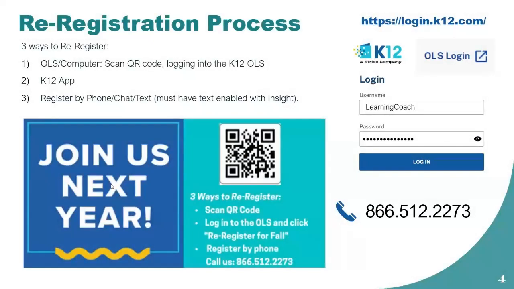There are three ways that you can re-register. One is using your computer and signing into the OLS, or the K-12 app, or you can register by phone, chat, or text. Text you must have enabled with Insight.